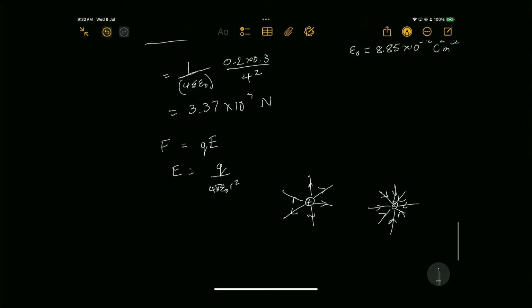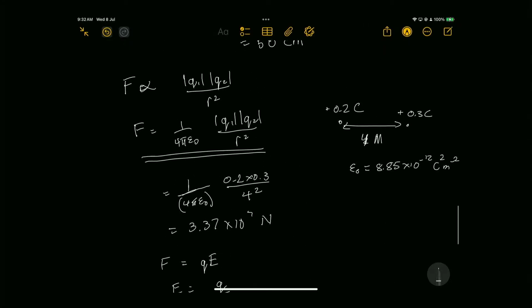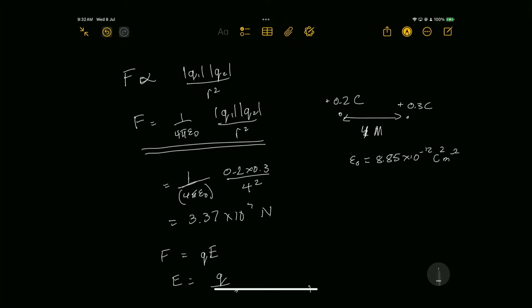Right. And as I mentioned in this question here, there are two positive charges, right? Because as we know, we saw this last semester and this semester, like charges repel and unlike charges attract.